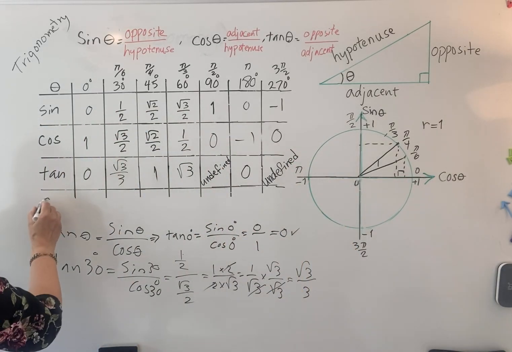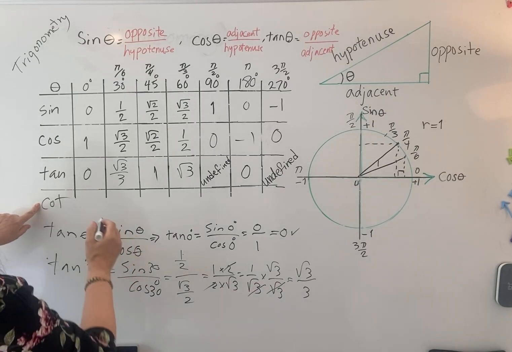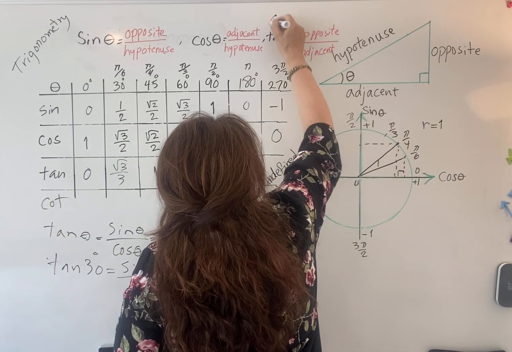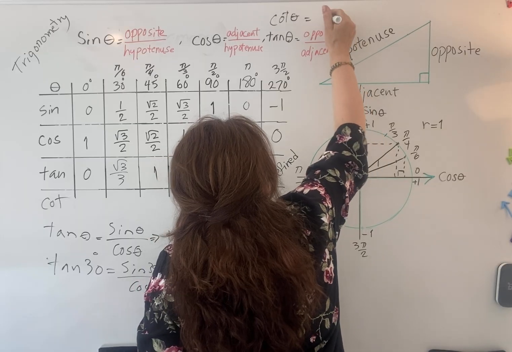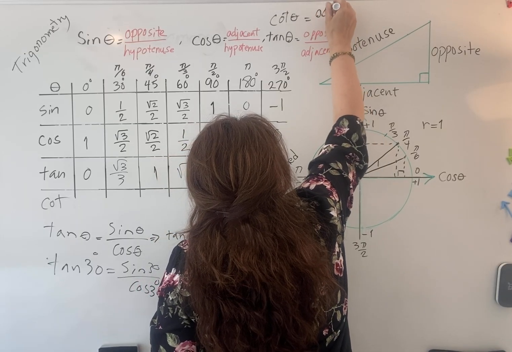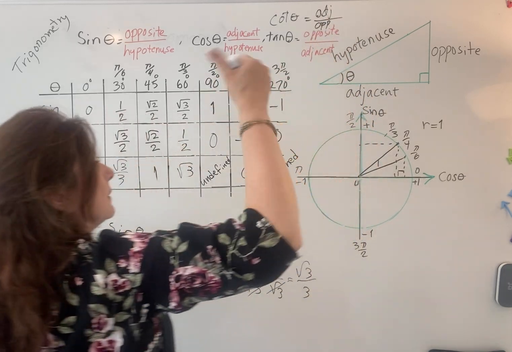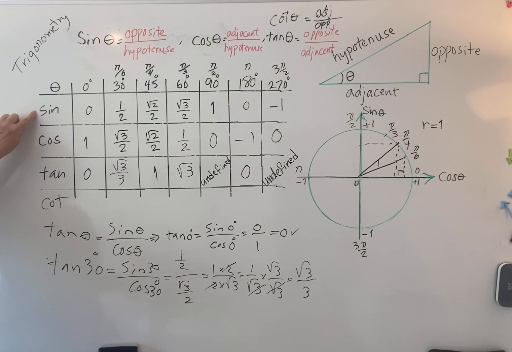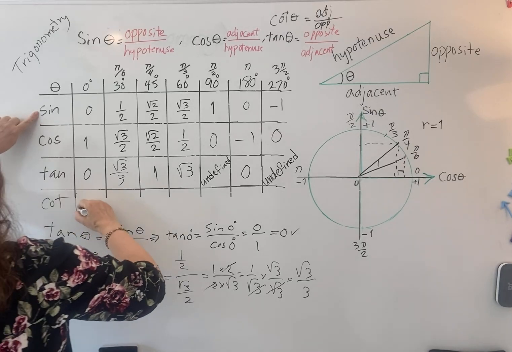How about cotangent? I didn't write it here. Cotangent of theta is the reciprocal of tangent: adjacent side over opposite side. Anything you have as tangent, the reciprocal of it is cotangent. Or you can say cosine over sine. Cosine over sine of 0 degrees is 1 over 0, undefined.